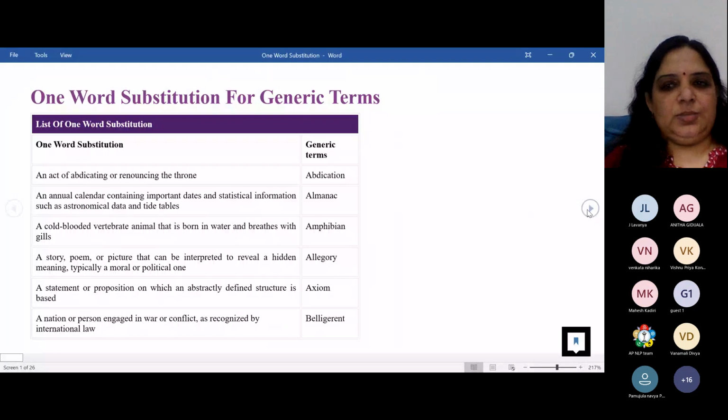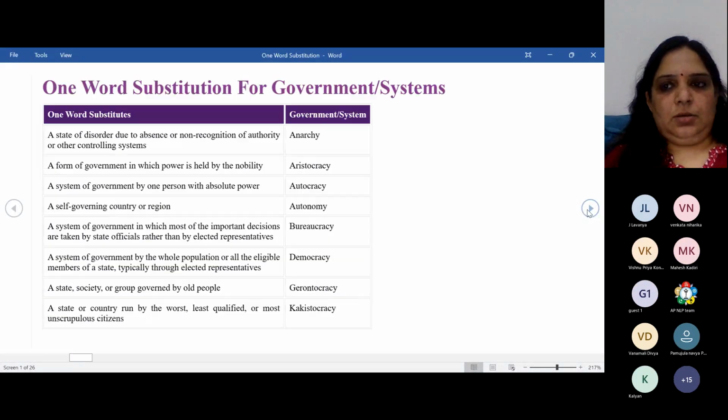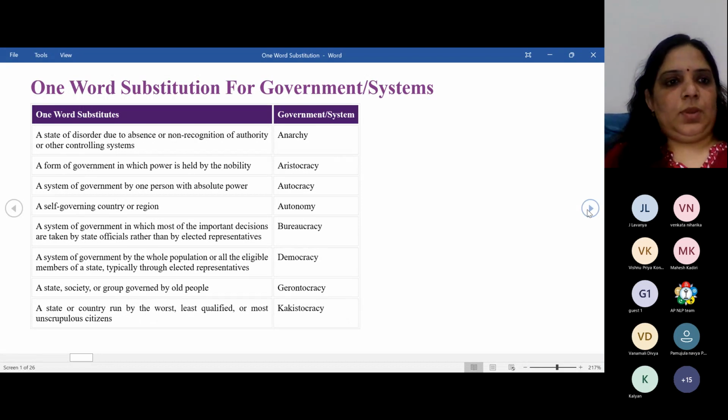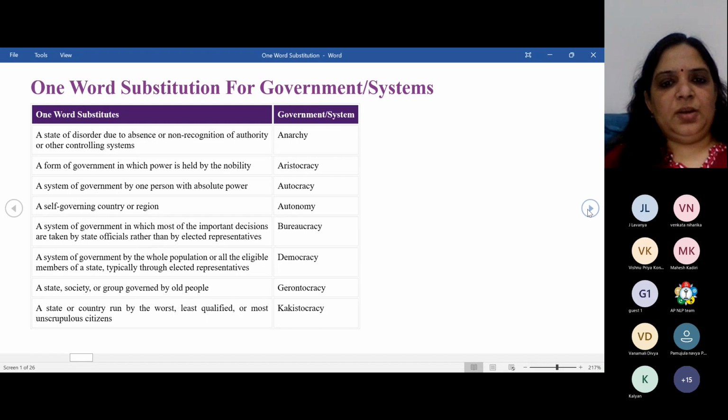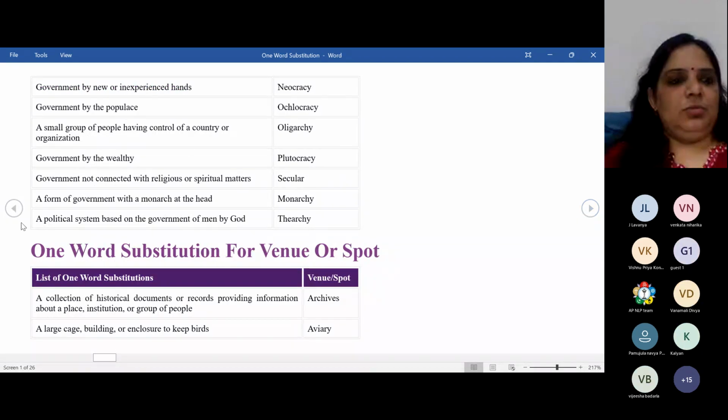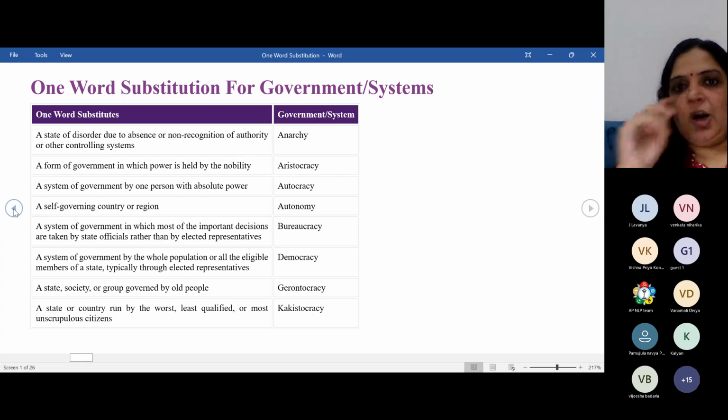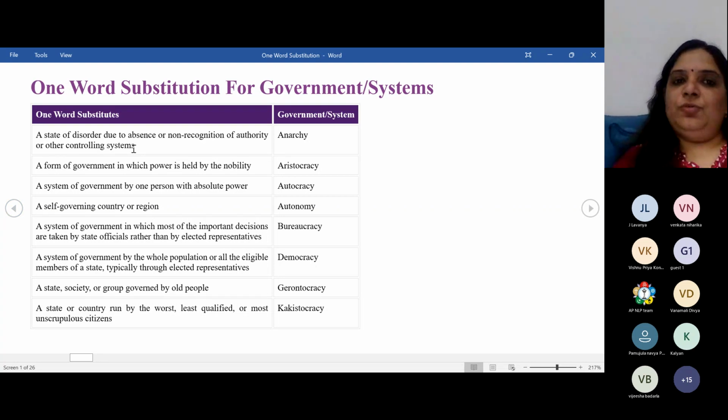One word substitution for generic terms. I think you must be very familiar with these because you're doing it, but then I just thought maybe it is the one word substitution for governments and government systems. A state of disorder due to the absence or non-recognition of authority or other controlling systems. You call it anarchy, right? When there's no government system and there's anarchy over there, we say in that country there's just complete anarchy. So anarchy is when you do not have a proper authority to rule, a proper government, and there is a lot of disorder.